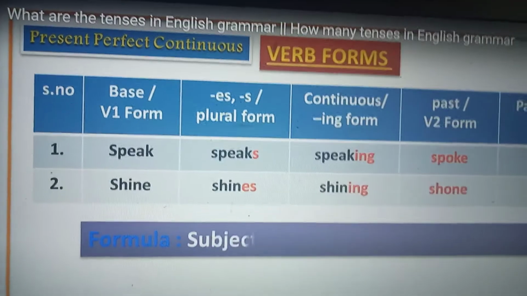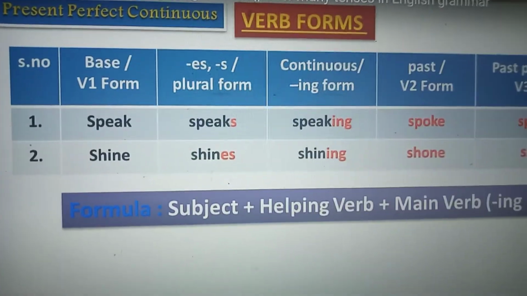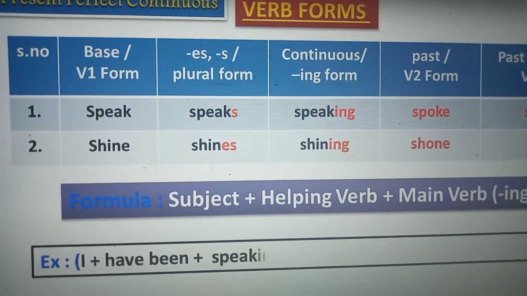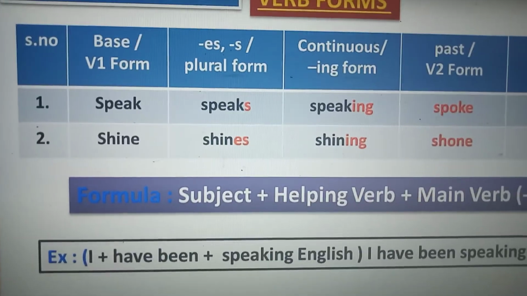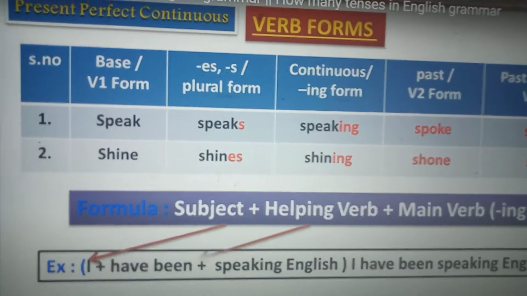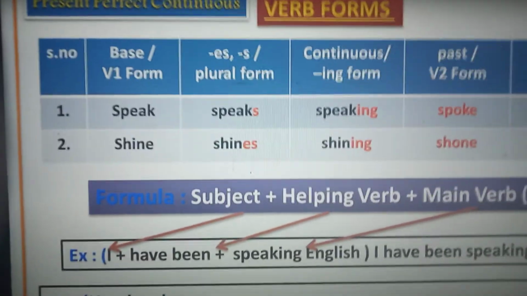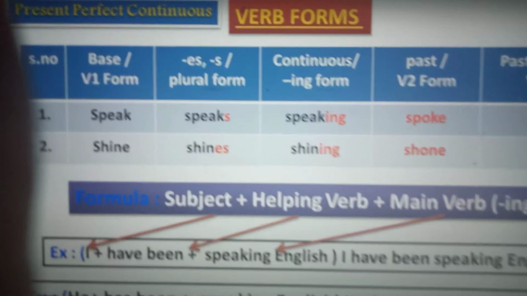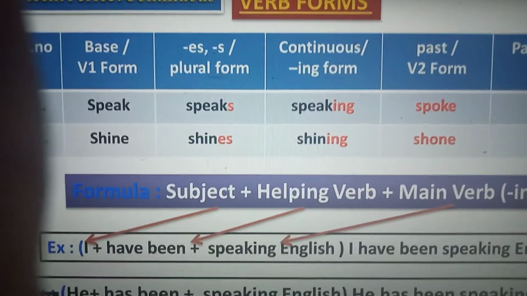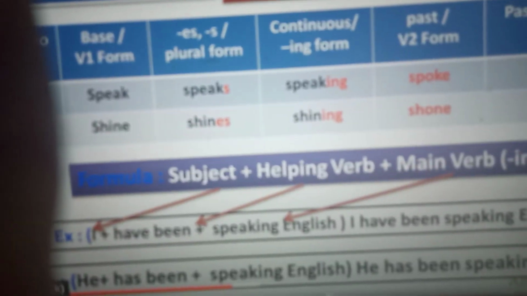So what comes for present perfect? Helping verb, main verb. Again, that is given here. I have been speaking English. You cannot say "I have speaking English." Okay, I have been speaking English. So add has, have and then the ing form, and it becomes perfect continuous.